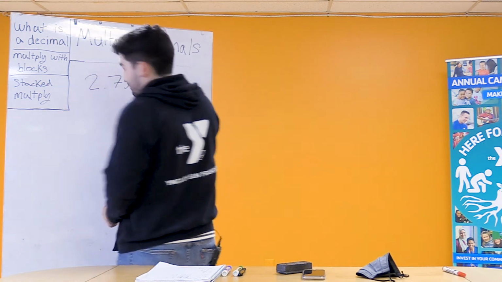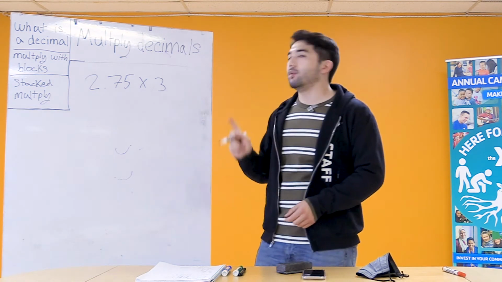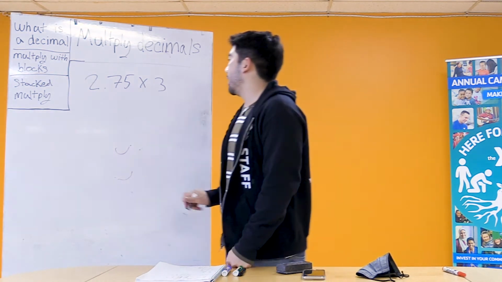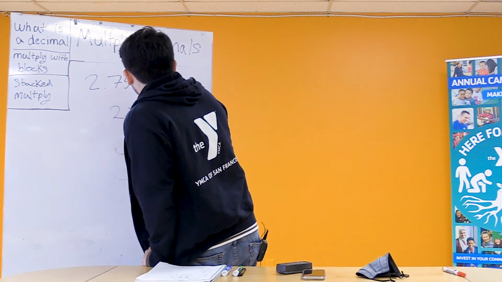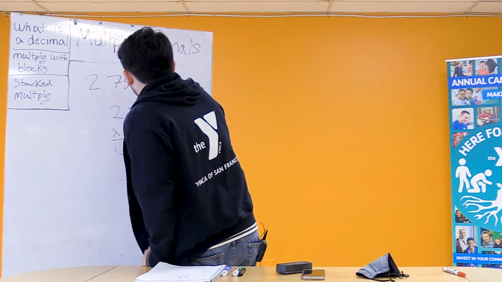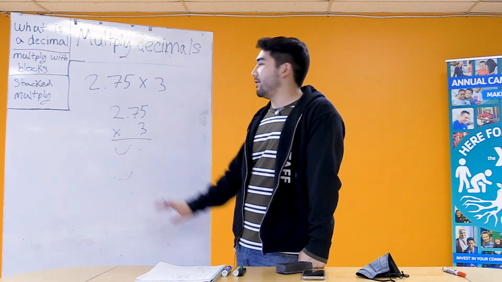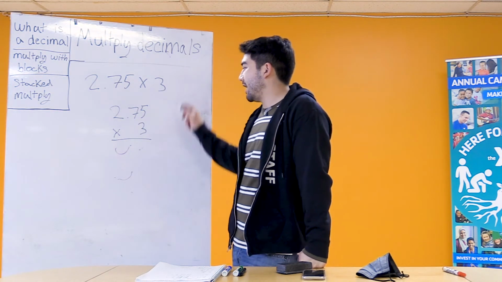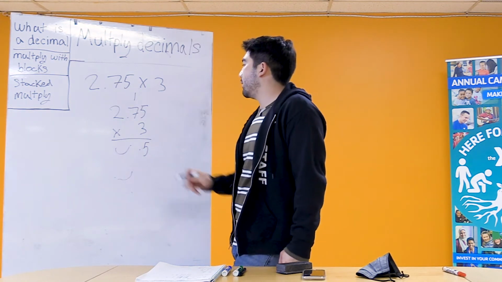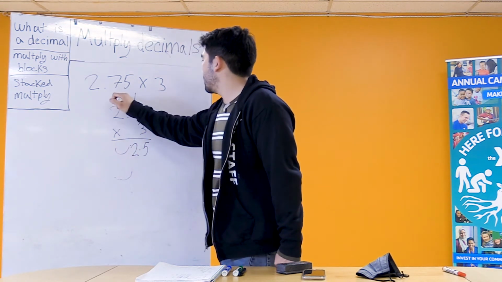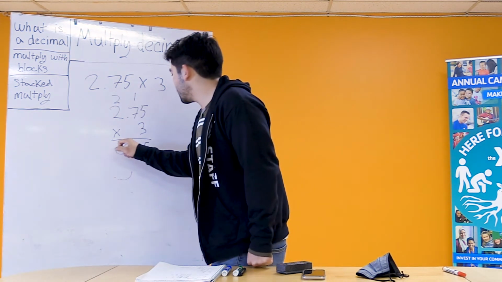We're going to do 2.75 times 3. Just like the last problem, we're going to put it into a stacked multiplication form. This is going to help us multiply it. Just like any other multiplication problem, we stack it up, and now we just multiply as if this decimal does not exist. So 3 times 5 is 15. 3 times 7 is 21, plus 1 is 22. 3 times 2 is 6, plus 2 is 8.